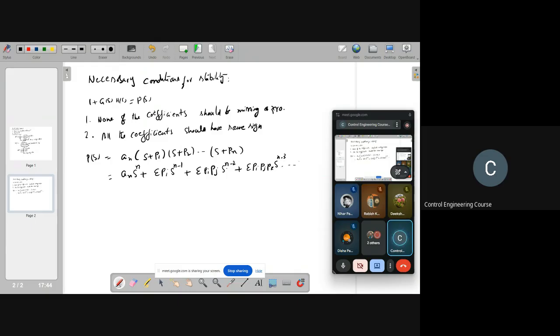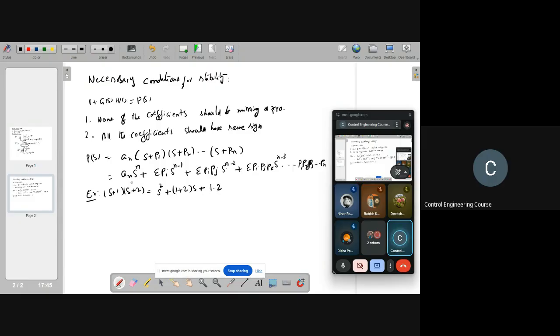And the last term will be the product of all the p's: p1 p2 p3 etc. pn. Are you agreeing with me? Let's say, for example, a second order case. If the s plus p polynomial is of the form (s plus 1) into (s plus 2), how do you expand this one? s square plus (1 plus 2) into s plus 1 into 2, right?